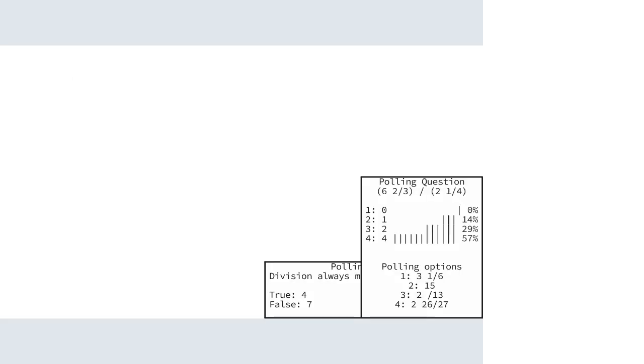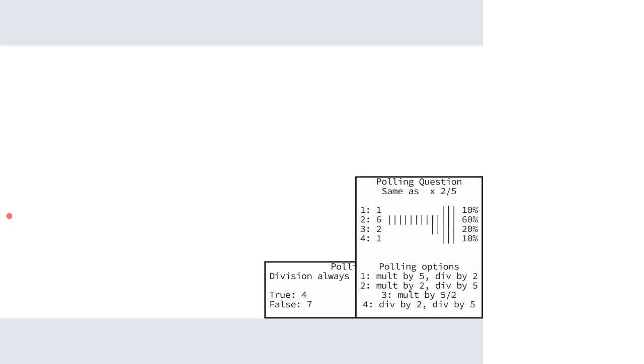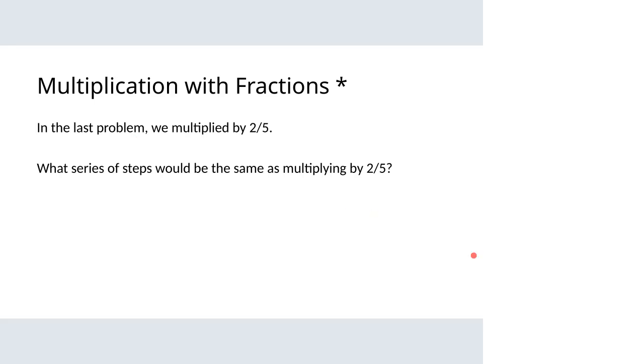So let's see what our responses look like on this one. Okay, kind of consensus agreement on multiply by 2, divide by 6, but we're definitely spread around with the other answers. So let's take a look at this for a minute. So what we're saying is we multiplied by 2/5. What would get the same job done?